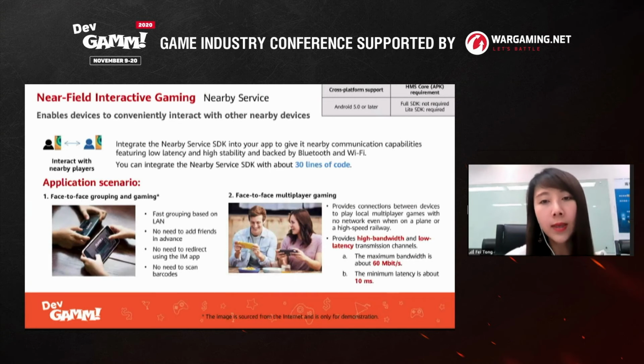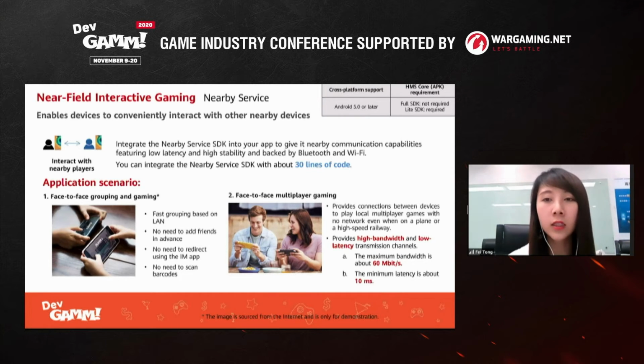First one is Huawei Nearby Service. It is one of the easily integrated capabilities. In the easiest scenarios, you only need about 30 lines of code to integrate it. It is working on all Android devices. It could apply to two scenarios in games.